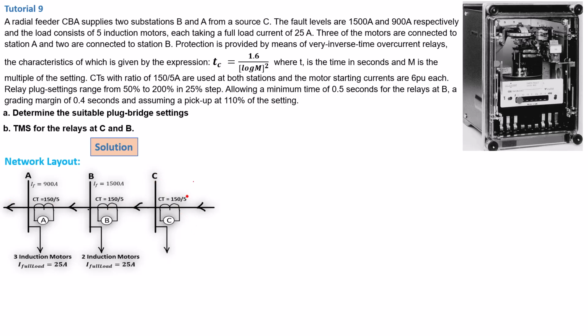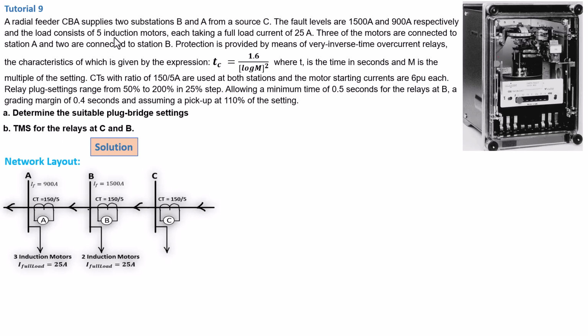So which means bus bar C and the relays connected or set up near to this bus bar will be protecting the fault current on the upstream. And the fault levels for our systems are 1500 amp and 900 amp respectively. So that is the 1.5 kilo amps on bus bar B and the 900 amp on bus bar A.